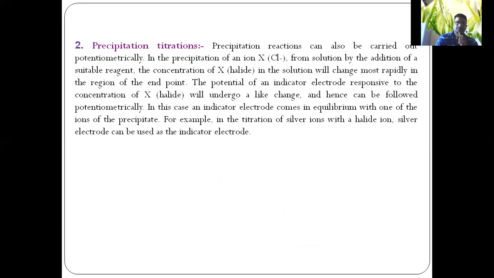Then the second application of potentiometric titration is precipitation titrations. Precipitation reactions can also be carried out potentiometrically. In the precipitation of a halide ion, for example chloride ion, from solution by the addition of a suitable reagent like AgNO3, the concentration of halide ion in solution will change most rapidly in the region of the endpoint. So the potential of an indicator electrode responsive to the concentration of halide ion will undergo a like change and hence can be followed potentiometrically.